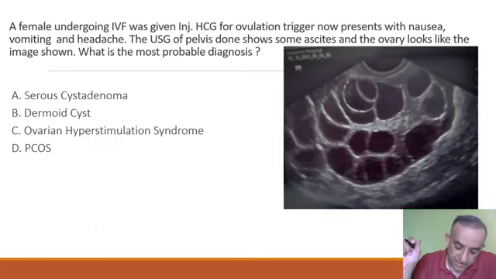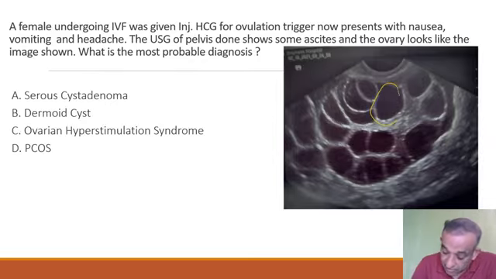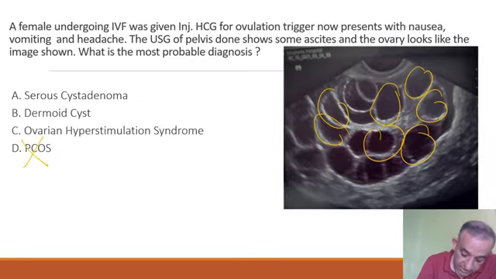Right. She underwent in vitro fertilization, and she was given injection HCG for ovulation trigger, and now presents with nausea, vomiting, and headache. The ultrasound of the pelvis done shows some ascites, and the ovary looks like the image below. You can see there are multiple follicles in this woman, which are all big. So please do not confuse with PCOS.